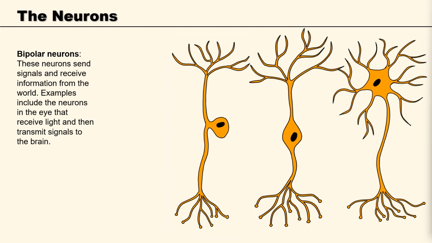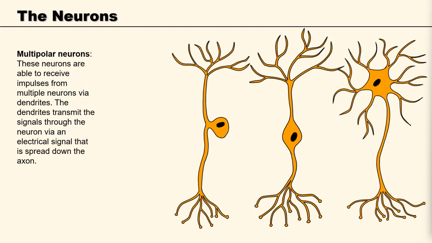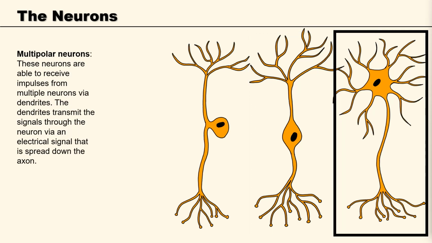Bipolar neurons send and receive information from the world, such as in the eye, receiving and transmitting the light signal. Multipolar neurons are able to receive impulses from multiple neurons and transmit the signal through their axons.